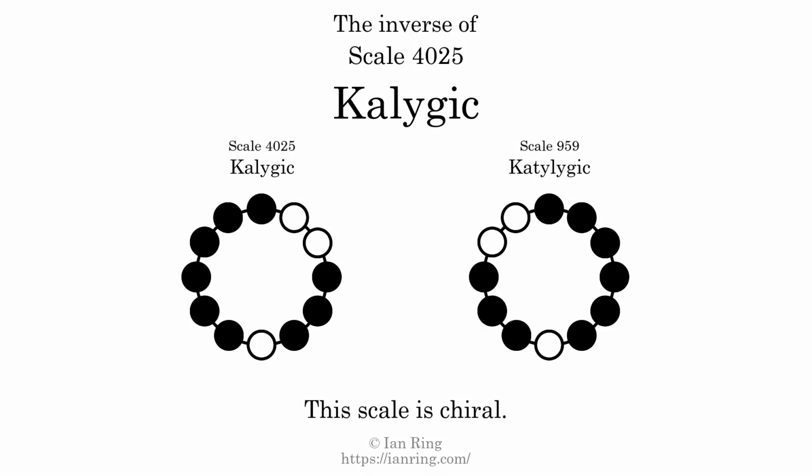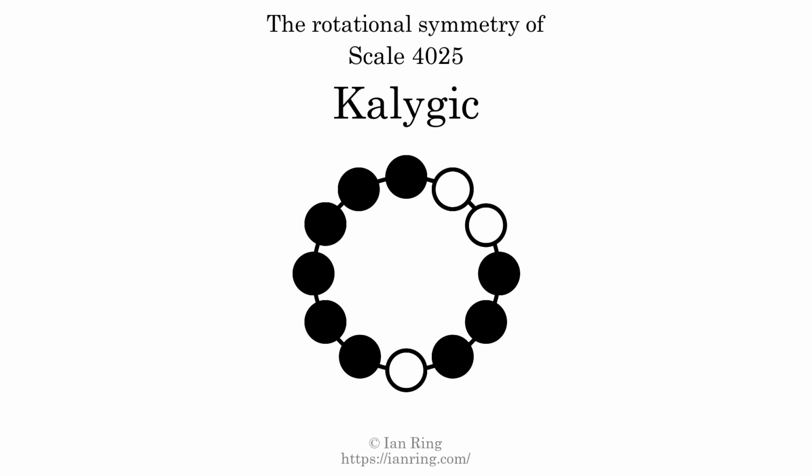The inverse of a scale is a mirror image. It is what you get when the sequence of intervals is reversed. The inverse of this scale is scale 959, also known as Kalygic. This scale is chiral. It cannot transform into its inverse by rotational transformation. This scale has no rotational symmetry.